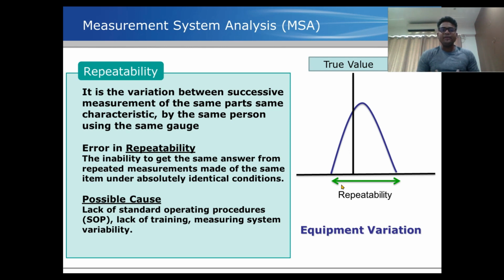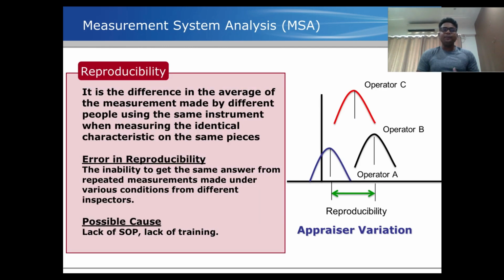So what can be the error in repeatability? The inability to get the same answer from repeated measurements made of the same item under absolutely identical conditions. What can be the possible causes? Lack of a standard operating procedure, lack of training, measuring system variability. So this is also called equipment variation.